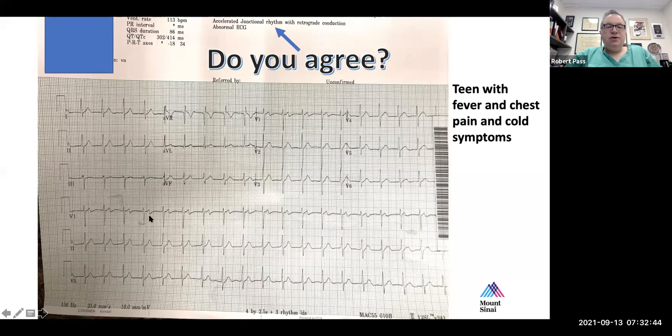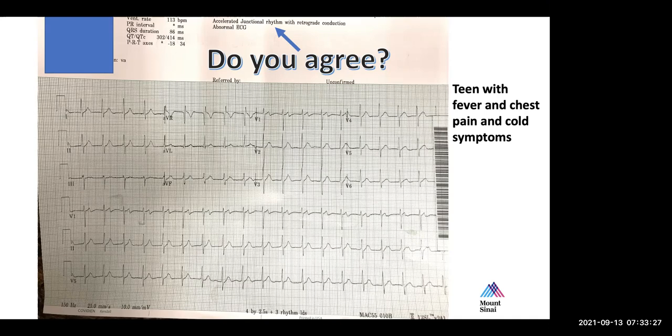Okay, so this is a teenager who has fever and chest pain and cold symptoms. And the computer, this is the 12-lead EKG, is saying that this rhythm is accelerated junctional rhythm with retrograde conduction. So I'm going to turn to Dr. Sergey Babia of New York City to ask him whether he agrees with this computer's interpretation of this tracing.